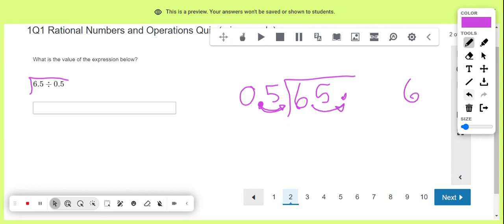So basically, we are dividing 65 divided by 5. How many times does 5 go into 6? 1. 1 times 5 is 5. Subtract and finish that.